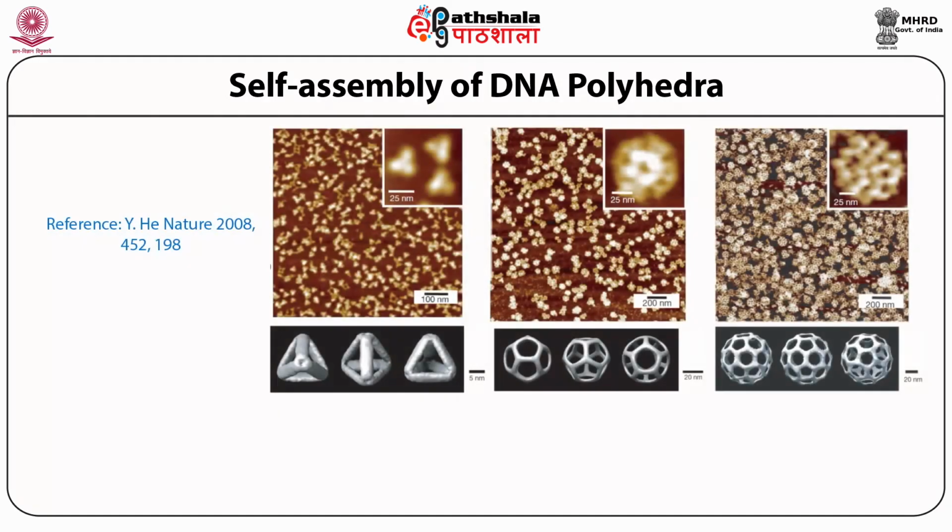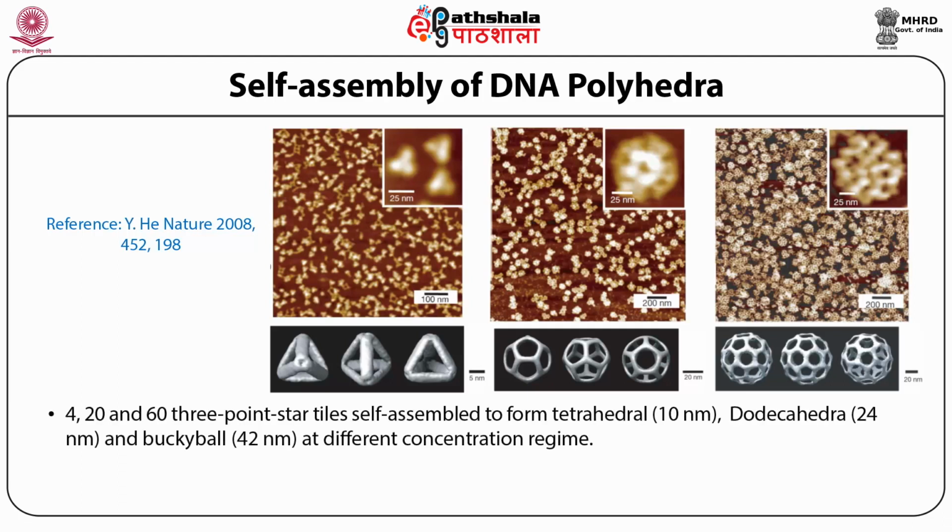Now, the formation of these different DNA polyhedra from these 3-point star tiles can be clearly visualized by AFM or TEM. You can see the AFM images here very clearly. The tetrahedron is visible, and the dodecahedron and buckyball are also visible. The sizes of the different polyhedra are very different: the tetrahedron is much smaller, about 10 nanometers, the dodecahedron 24 nanometers, and the buckyball something like 42 nanometers.